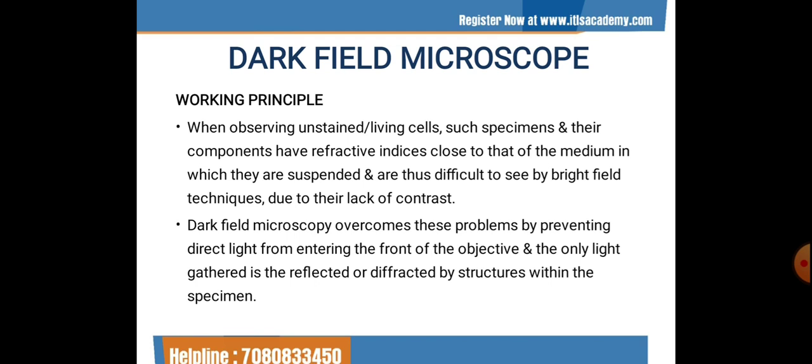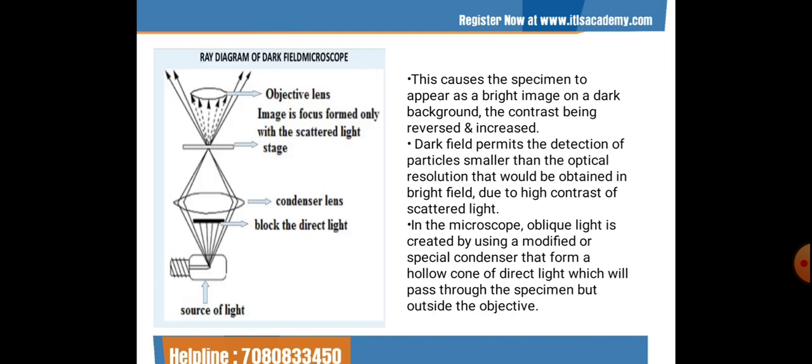Dark field microscopy overcomes this problem by preventing direct light from entering the front of the objective, and the only light gathered is reflected or diffracted by the structures within the specimen. This causes the specimen to appear as a bright image on a dark background, with the contrast reversed and increased. Dark field permits the detection of particles smaller than the optical resolution that would be obtained in bright field, due to the high contrast of scattered light.